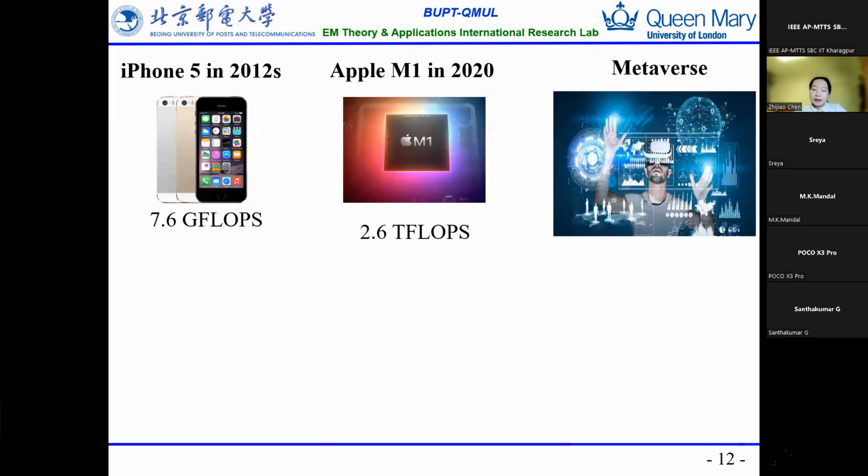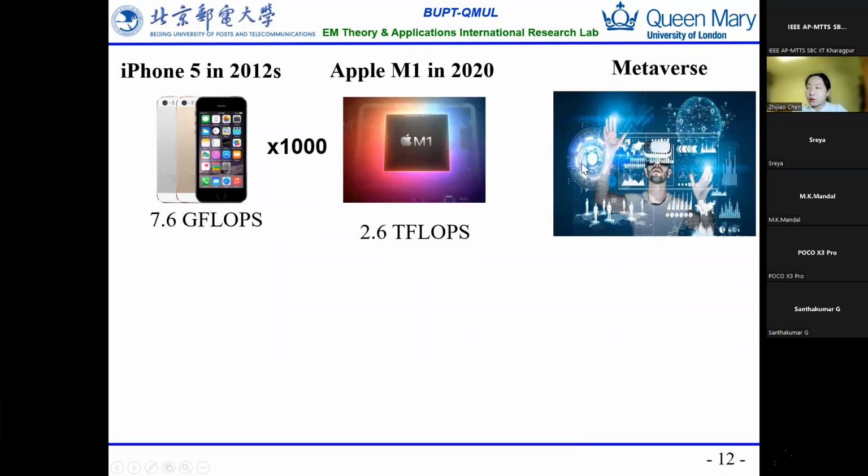And now technology is developing very fast. For example, 2 years ago, Apple proposed the M1, which has a computing capability of 2.6 teraflops, which is another 1,000 times that of the iPhone 5.